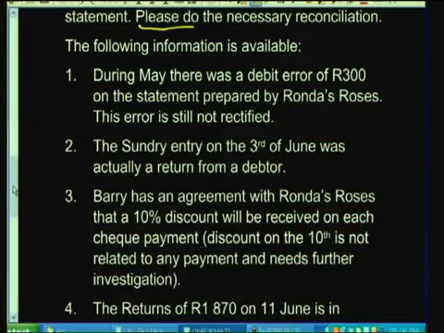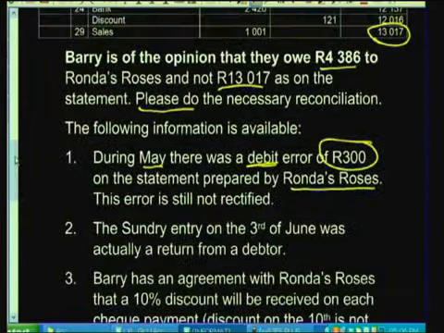So what you now do is you do an investigation and you get the following information. First of all, it tells us that during May, that's the previous month, there was a debit error of 300 Rand on the statement prepared by Rhonda's Roses. So Rhonda's Roses has made the error, and it says that this error is still not rectified. Let me go into more detail on what that means.